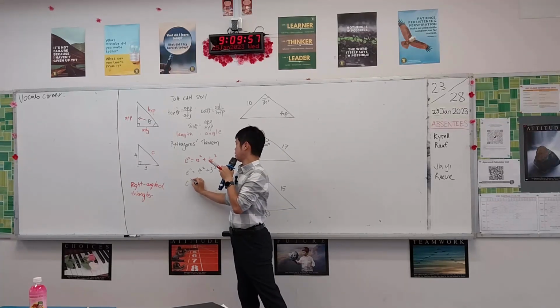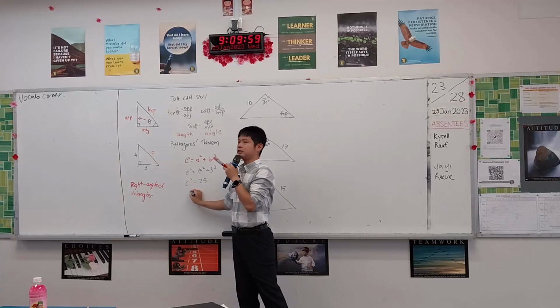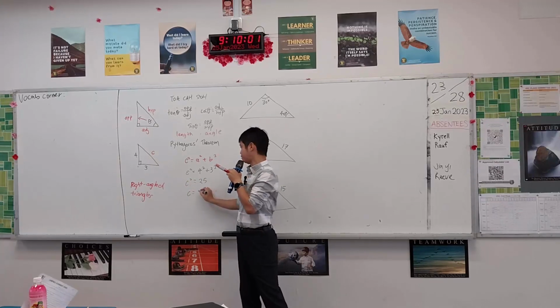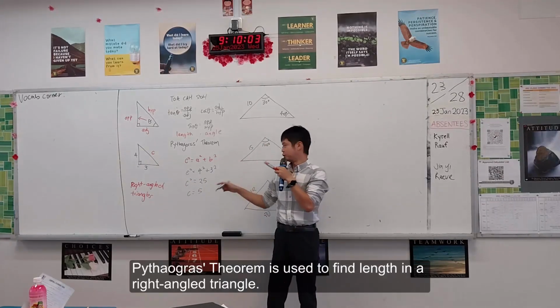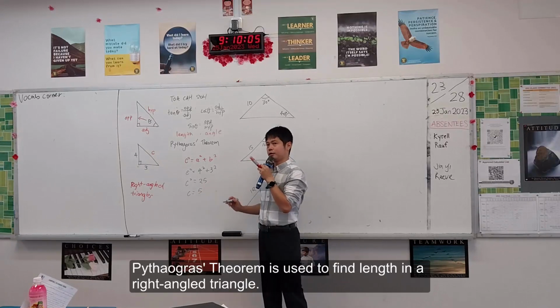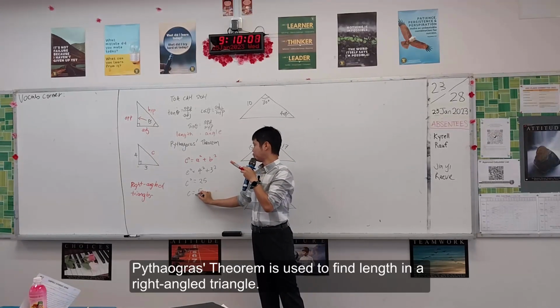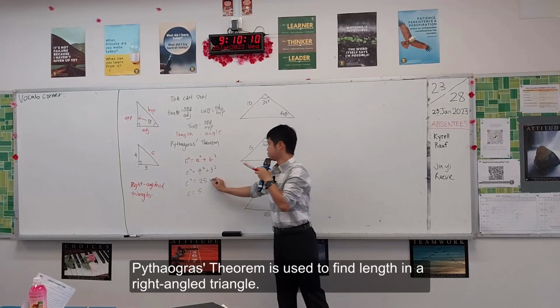So we will have c squared equals 25 and c equals plus minus 5. But because it's a length, we just square root 25. Okay, we will get 5. So we will square root 25 to get 5. This is square root.